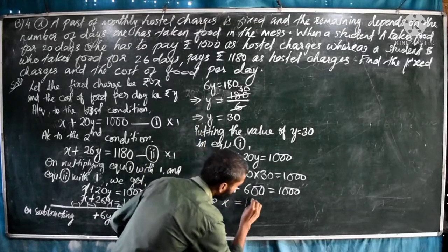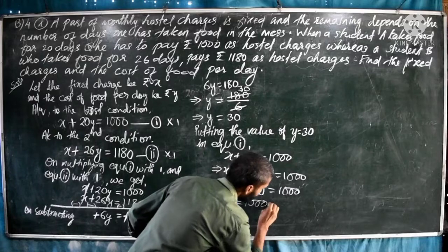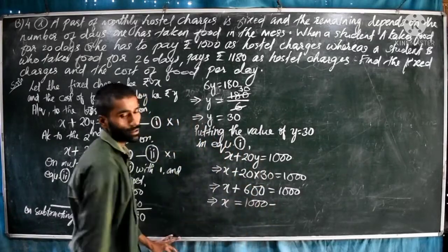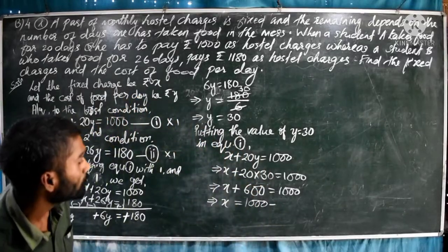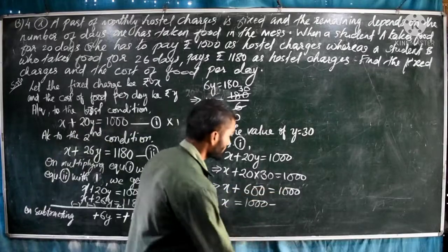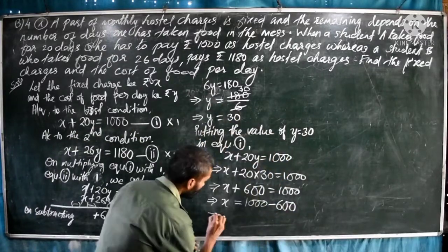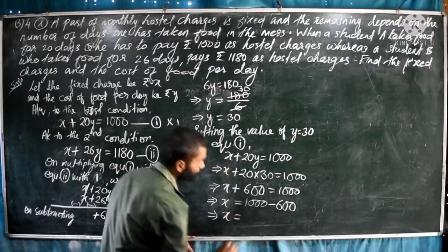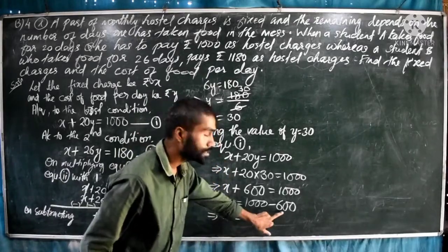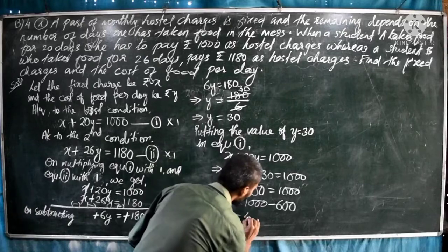x is equal to 1000 plus 600. If we are transferring to the other side, it will change into minus 600. So minus 600. Now the value of x we will get from here is 1000 minus 600. We will get here 400.